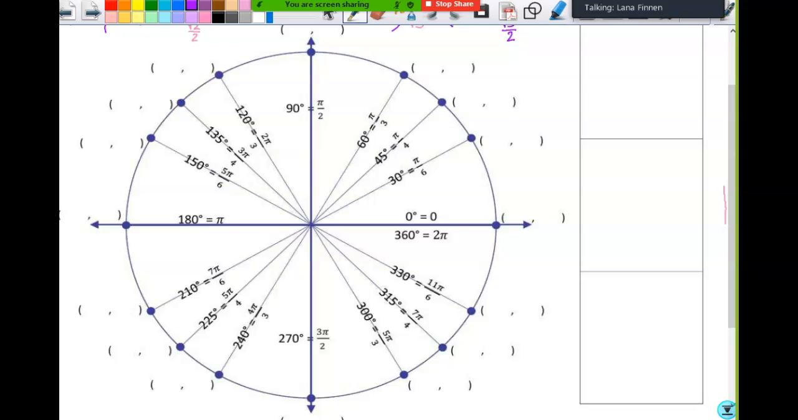But let's start by filling in the ordered pairs for our quadrantal angles. So remember, since your radius is 1, that makes this 1, 0. At pi halves, I'm at 0, 1. At pi, negative 1, 0. And at 3 pi halves, 0, negative 1.